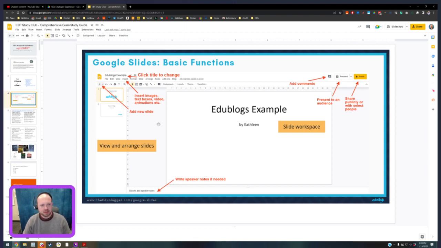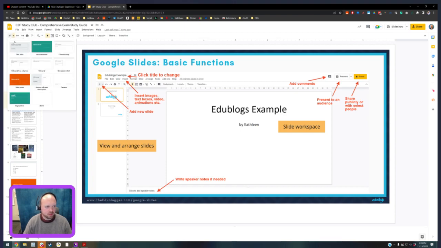If you're new to Google Slides, a couple of things that you need to know. It's not real complex, but basically you can make a slide anywhere just by clicking the plus sign right here. And you can pick different types of slides by clicking the drop down next to it.